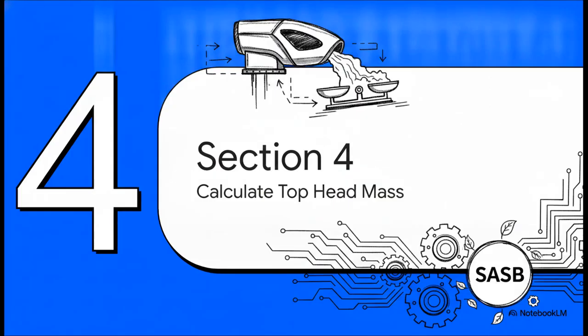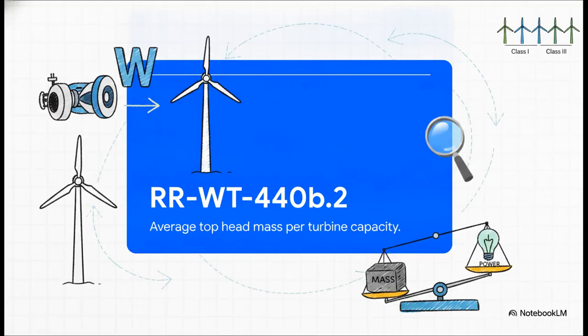Let's turn to Section 4, Calculating Top Head Mass. Okay, so that covers the raw materials. Let's shift our focus to the second, highly specific engineering metric required by the SASB standards. This is metric RRWT440B2, the average top head mass per turbine capacity. And again, this is broken down by those IEC wind turbine classes we just talked about.